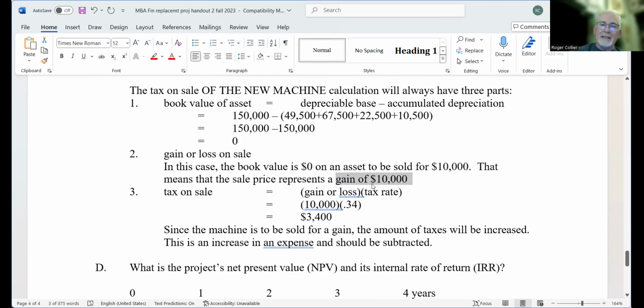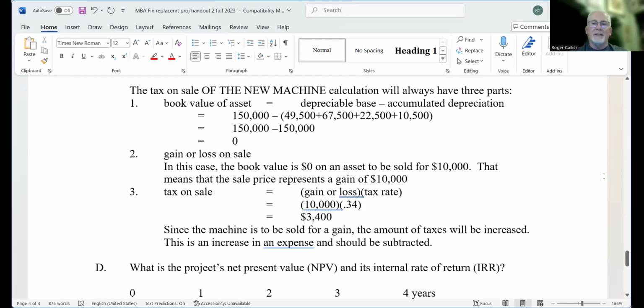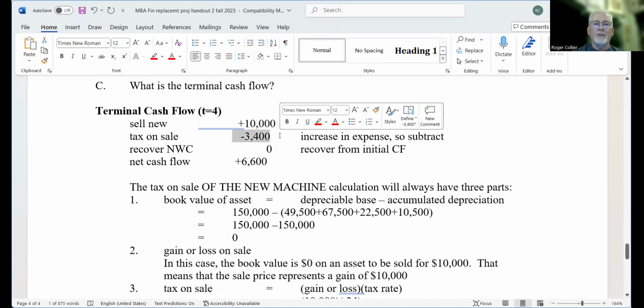Of course, we figure the taxes based on that gain, 34% of 10,000, 3,400. Our tax effect, the tax on sale, is 3,400. And since we're selling it for a gain, that means we have to pay additional taxes. That's an increase in an expense, so we subtract it. Remember earlier we said if you sell it for a gain, then taxes get subtracted. And that's what we do. Right back here. There it is. There's the 3,400 and it's subtracted.